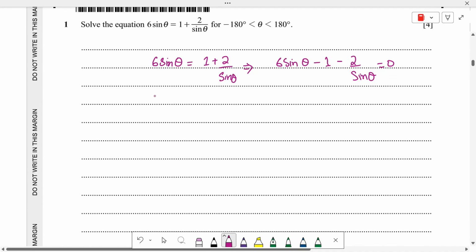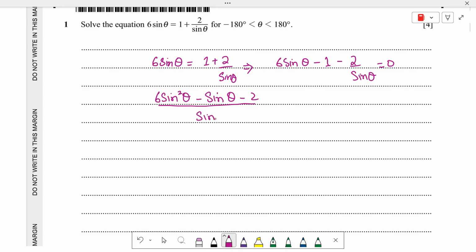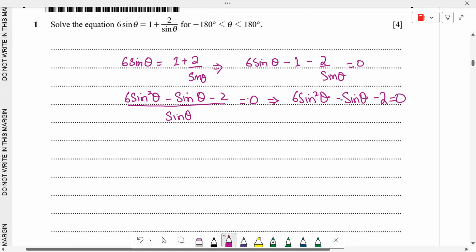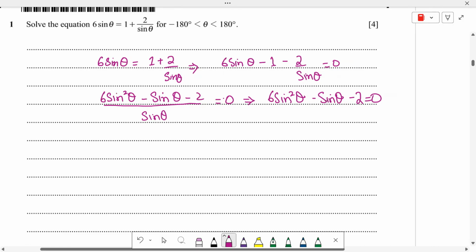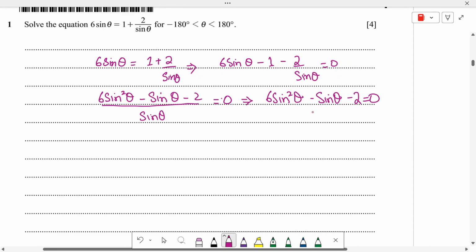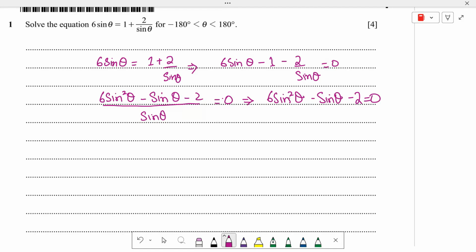Taking LCM, we will have (6 sin²θ − sin θ − 2)/sin θ, which is equal to 0. Further solving, we will have 6 sin²θ − sin θ − 2 = 0. This is a quadratic equation, and we know that a quadratic equation can be solved by the quadratic formula or by factorization. This quadratic equation can be solved by factorization.